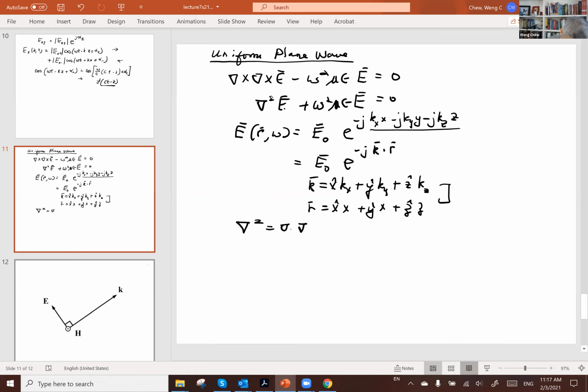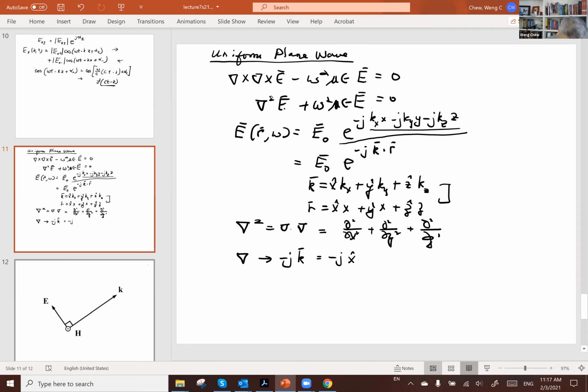Okay. What happens is that if you plug this expression back into the scalar Helmholtz wave equation, the Laplacian, which is del dot del, becomes just partial squared partial x squared plus partial squared partial y squared plus partial squared partial z squared. You can go through the algebra yourself, but there's a simple rule of thumb here: if you have a function with a dependence like that, the del operator just becomes minus j times x kx plus y ky plus z kz.